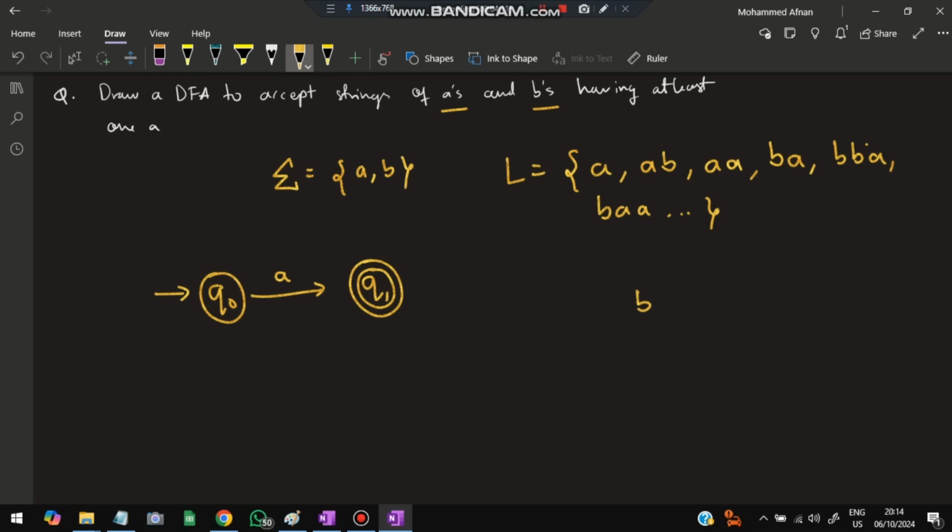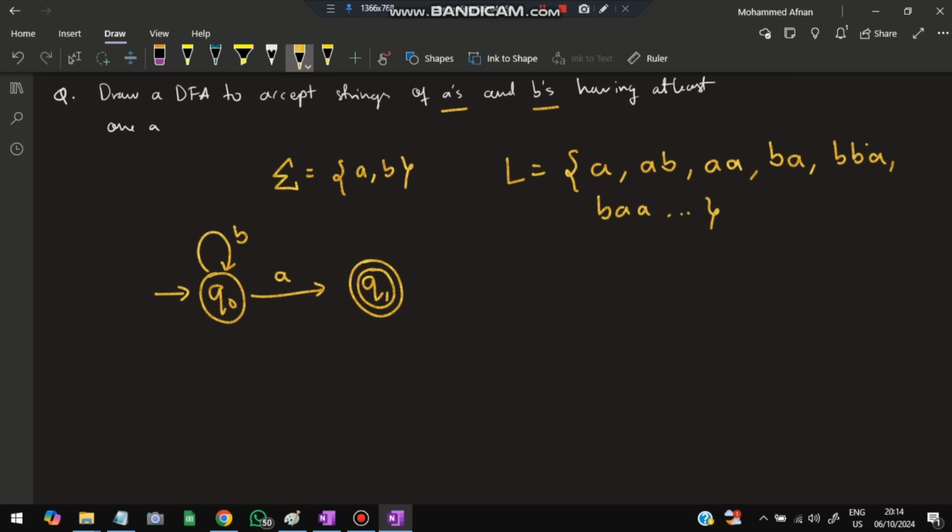Because the rule is having at least one A. At least one A should be there, then only B can be accepted. So after having one A, then only B can be accepted. But what if I put only B before? If you put only B before, you will remain in the same state. You have to make the self loop. No matter how many B's you take, you'll remain in this state only. And unless you take A, you will not reach the final state. Okay, so for Q0, A and B are defined.